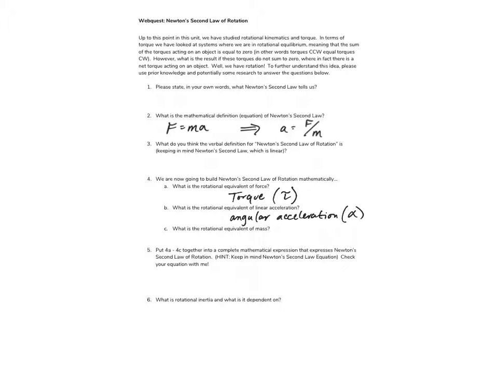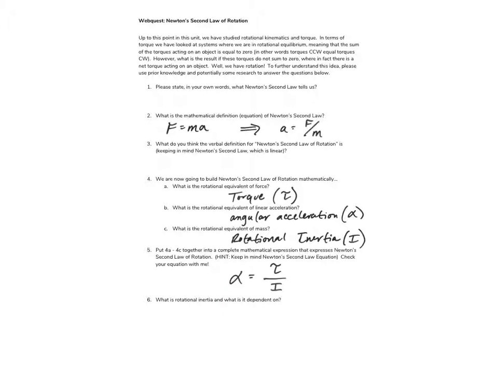And then finally, rotational equivalent of mass. That is rotational inertia, which we're going to abbreviate with an I. Okay? So there's our equivalents. Now, in 5, all we need to do is say, okay, I know Newton's second law. I know that equation. We just now need to plug in these rotational equivalent terms. So what we're going to end up with here is angular acceleration is equal to torque divided by rotational inertia. Once again, I like this form.